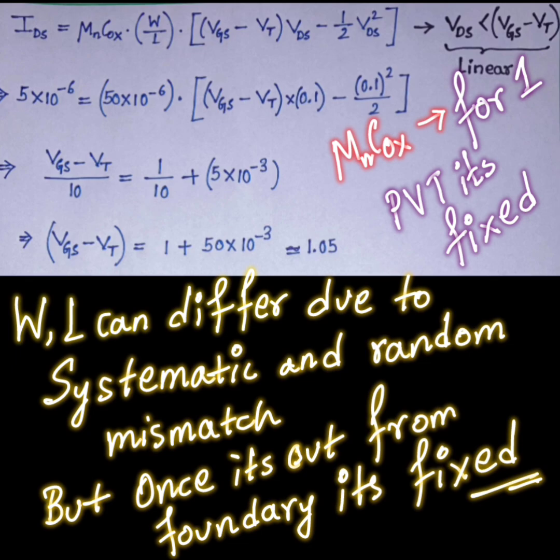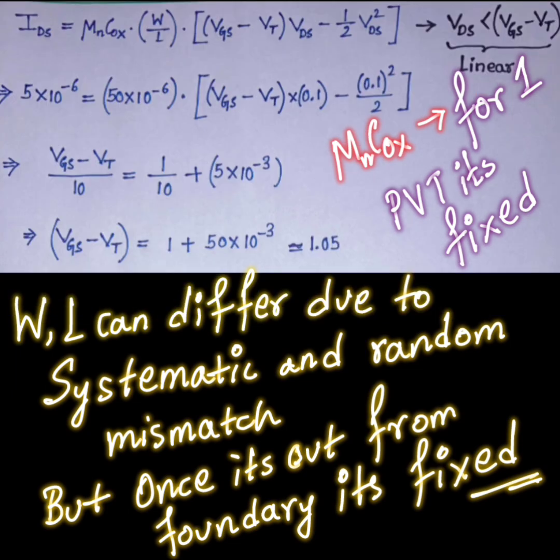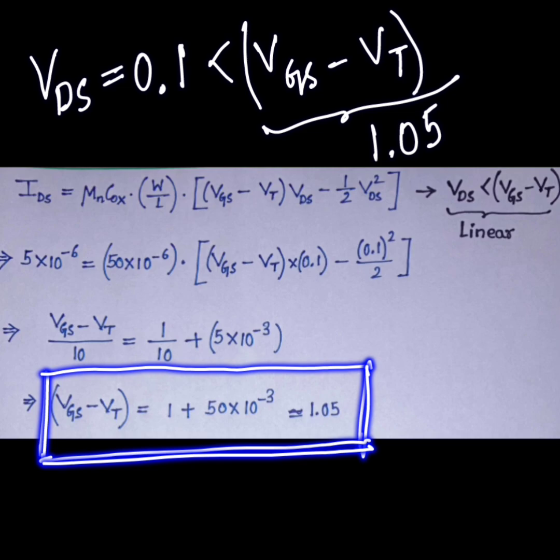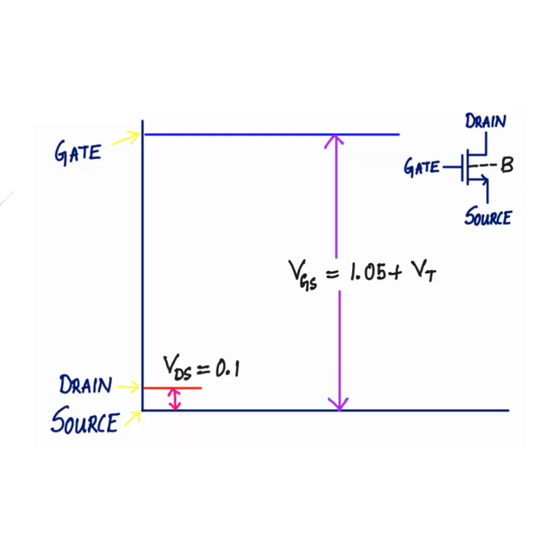Okay, there can be mismatch, systematic mismatch, random mismatch, but still your W and L you have got, and mu n and COX, that also you have got, and it is for a particular PVT. So just consider that mu n and COX is also constant for a particular PVT, and W and L already came from the boundary, so it is also fixed. Now you don't know what is VGS and what is VT, but if you just take it as a difference, then you can see that your VGS minus VT, which is my overdrive, was actually 1.05. It means my gate to source voltage was 1.05 volt above the threshold voltage. Here I don't know what is the threshold voltage.